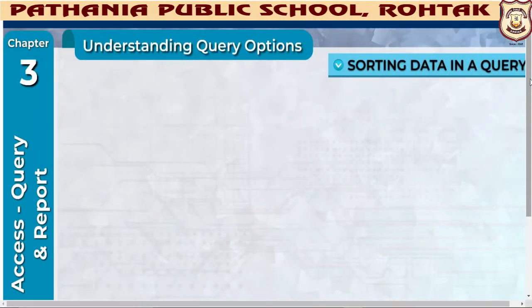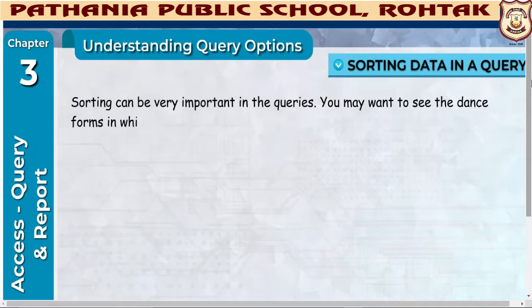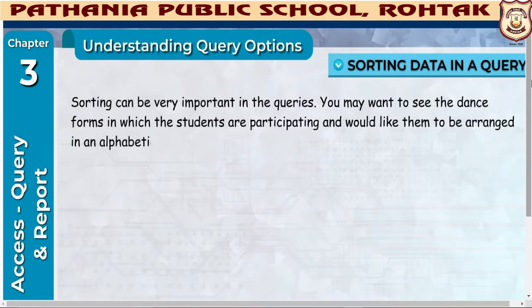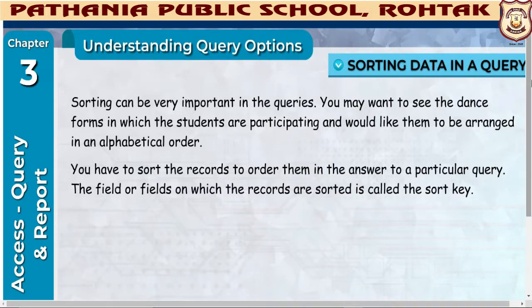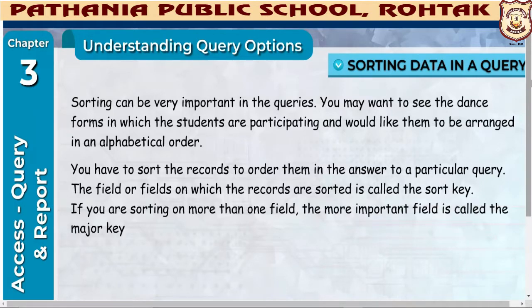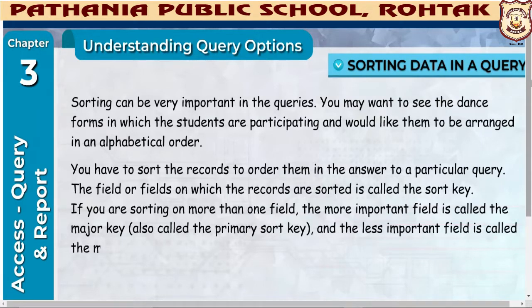Let's start our practical. Sorting data in a query. Sorting can be very important in queries. You may want to see the dance forms in which the students are participating and would like them arranged in alphabetical order. You have to sort the records to order them in the answer to a particular query. The field or fields on which the records are sorted is called the sort key. If you're sorting on more than one field, the more important field is called the major key, also called the primary sort key, and the less important field is called the minor key, also called the secondary sort key.